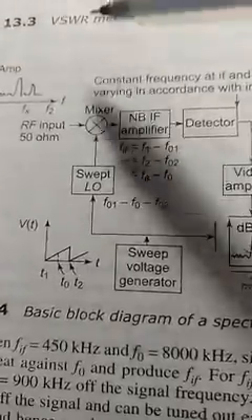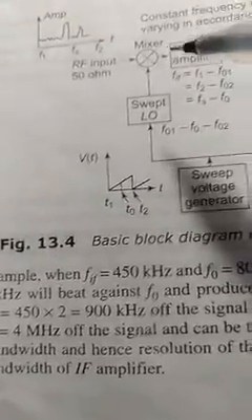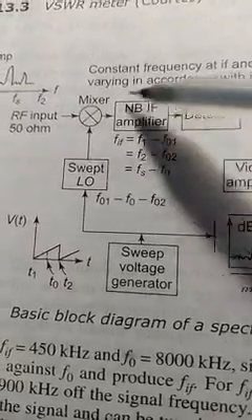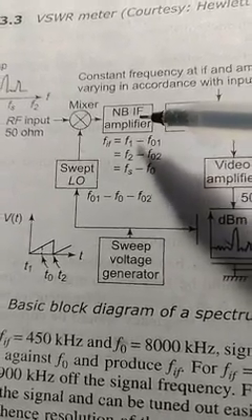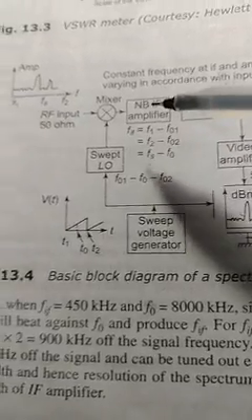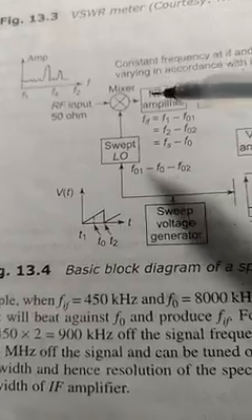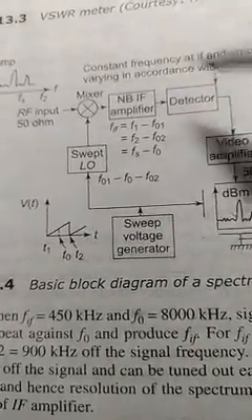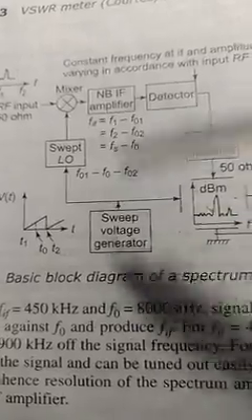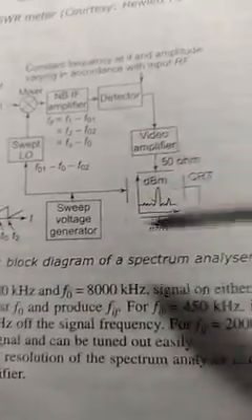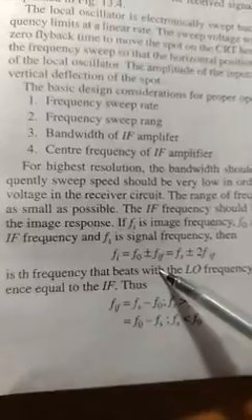we have this circuit, and the resolution of the IF amplifier is decided by its bandwidth only. So the bandwidth of the IF amplifier decides the bandwidth of the spectrum analyzer, and it also decides the resolution of this spectrum analyzer. Here are some more things to consider, such as the image frequency.